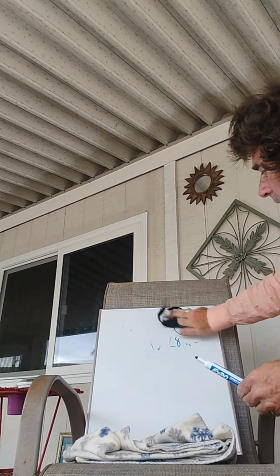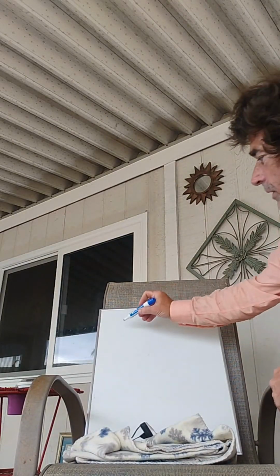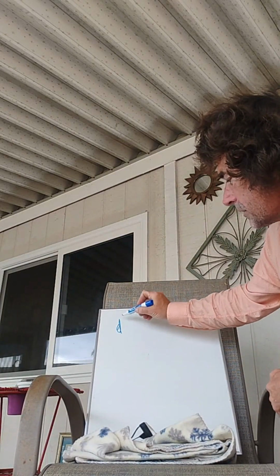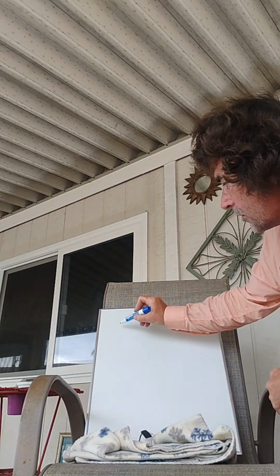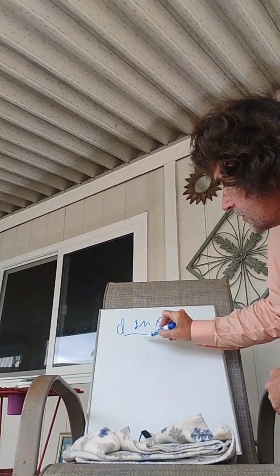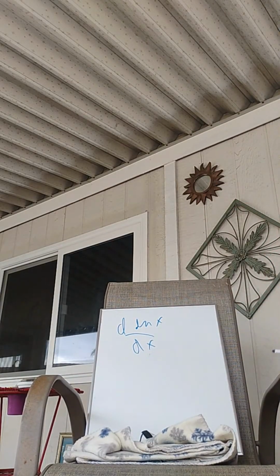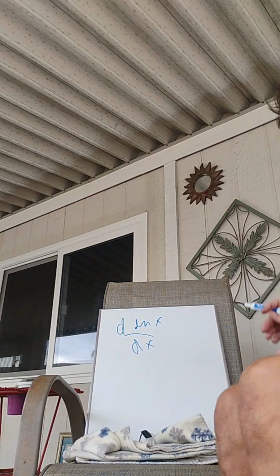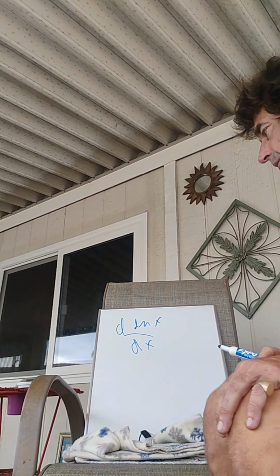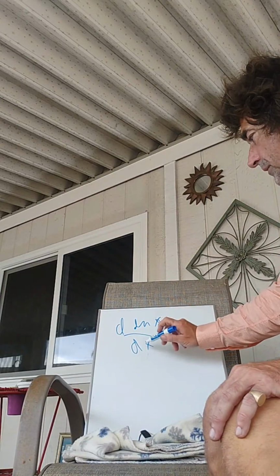And then here's my little trick. What is the derivative d/dx of the logarithm of x? In other words, what is the derivative of the natural logarithm of x? We know the derivative of e to the x is e to the x. What's the derivative of the logarithm of x?